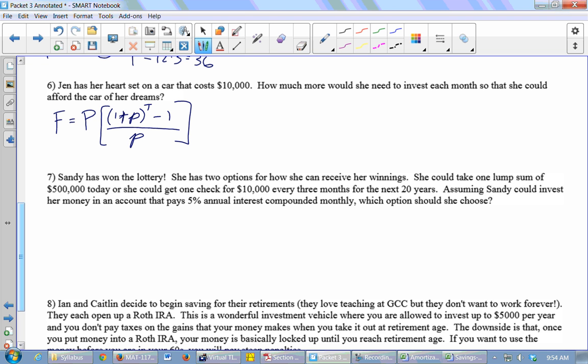Right. Okay. So now I'm going to put in the stuff I know. This time I want to know what capital P should be to make F 10,000. Okay, so I'm going to go over here and I'm going to put in a 10,000 for F. That's how much I want in there, my future value. P I don't know. That's what I'm trying to figure out. And then the rest of this stays the same. Little p is still 0.005. So I'm going to have 1.005 to the 36 minus 1 over 0.005.